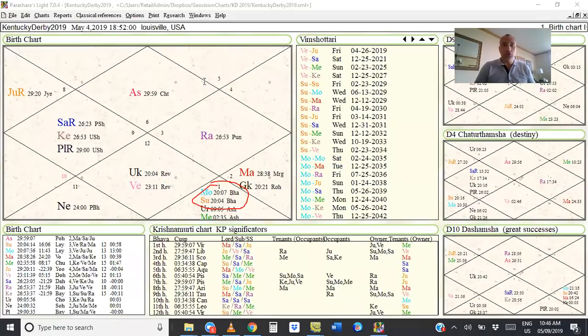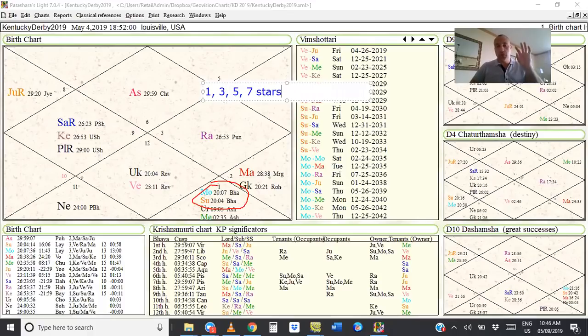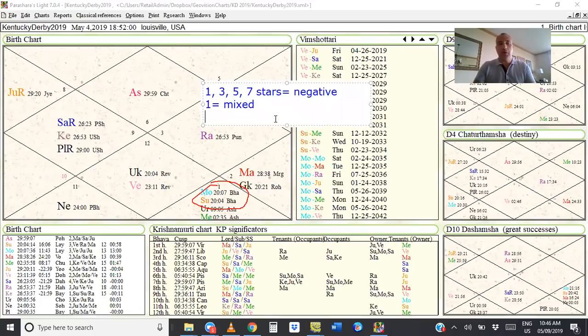In the previous video, I showed you that the first, third, fifth, and seventh stars from your birth moon star, and remember, star is equal to nakshatra, so your birth nakshatra is your birth star, tend to be negative. The least negative is the first, because the first is mixed. Probably the most negative is the seventh, and its other name is Vadatara.